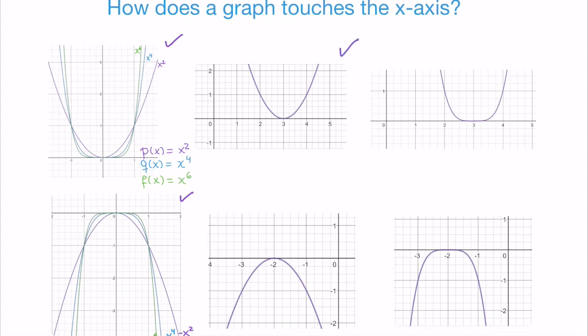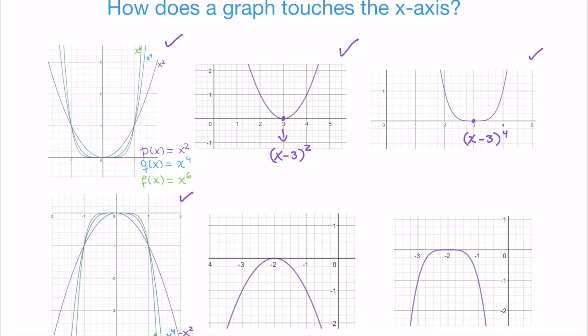Let's look at this graph. The root is 3, and it looks like a parabola that has been shifted 3 units to the right. So the corresponding factor in the equation should look like (x - 3)^2. That should be a factor of the polynomial. On this graph, you see it's the same root, so the factor should be x - 3. It looks like a parabola, but it's flatter. So I can use a 4.